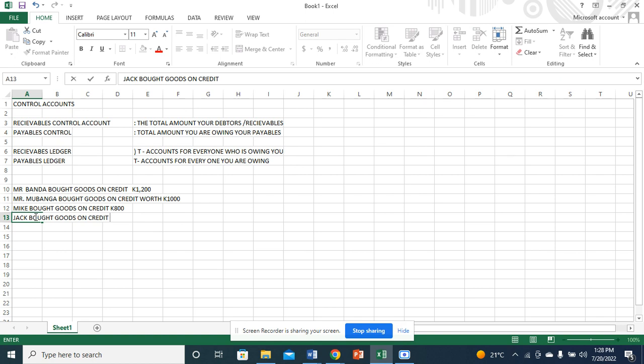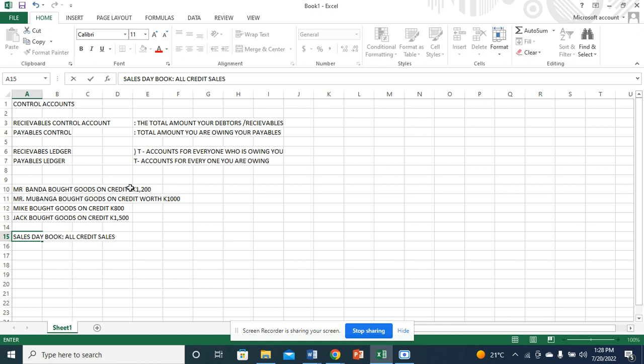More goods on credit. So let's say you're a small business, right? These are your credit sales for the month. Remember, where we record our credit sales is in our sales day book. That's where we record all our credit sales.